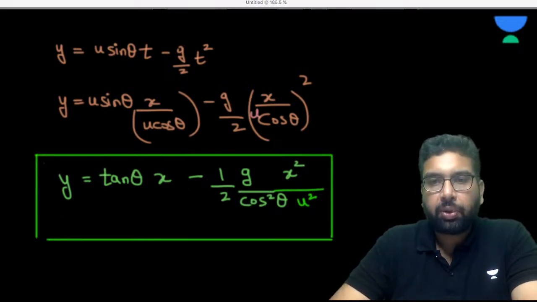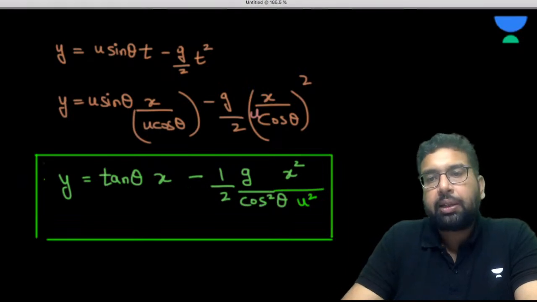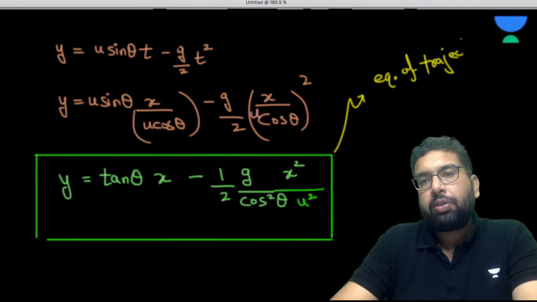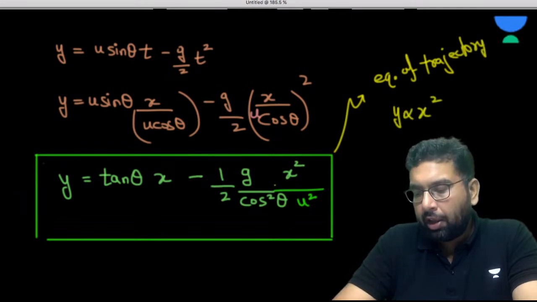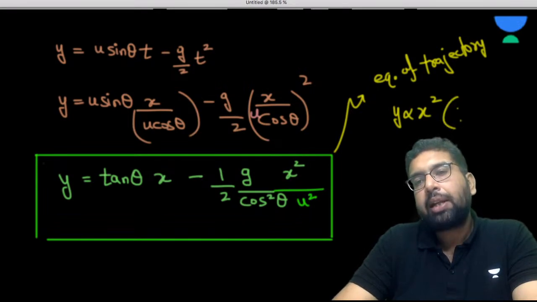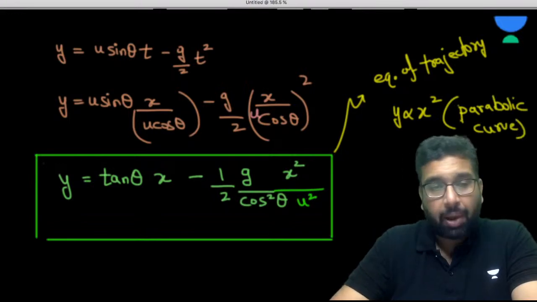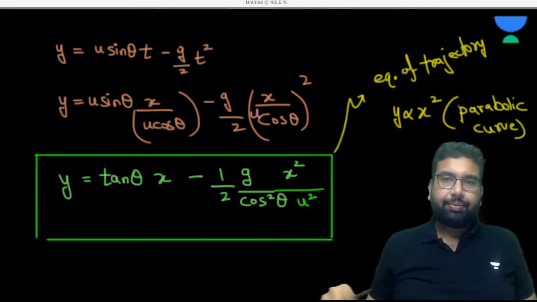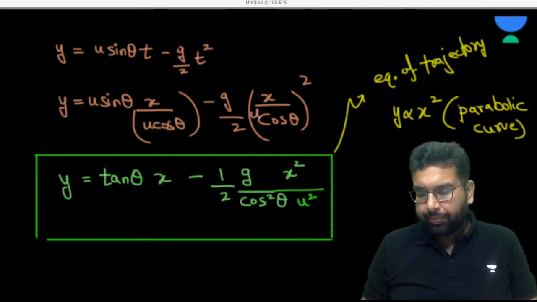I'll just show you another form. This is what we call the equation of trajectory. And now from this equation, we can very clearly observe that y is proportional to x square. That is, this is the proof that the projectile motion follows a parabolic path or a parabolic curve during its flight. Understood, beta? Please answer me.